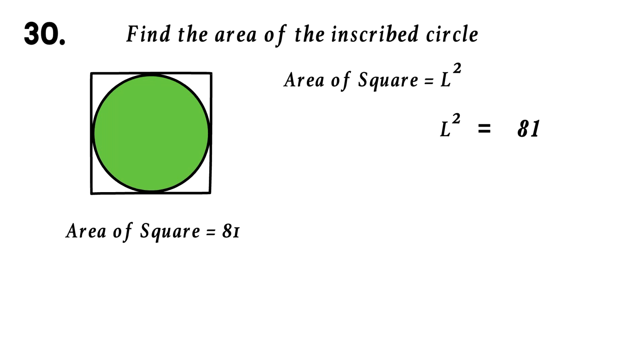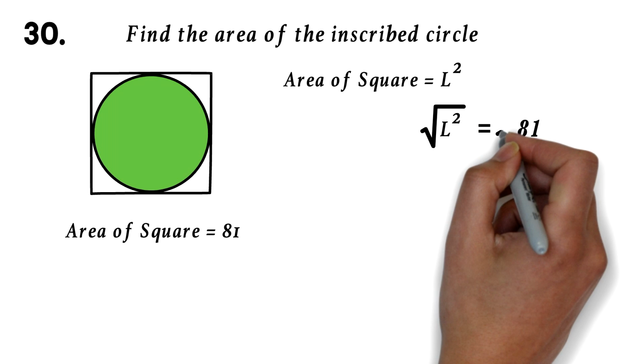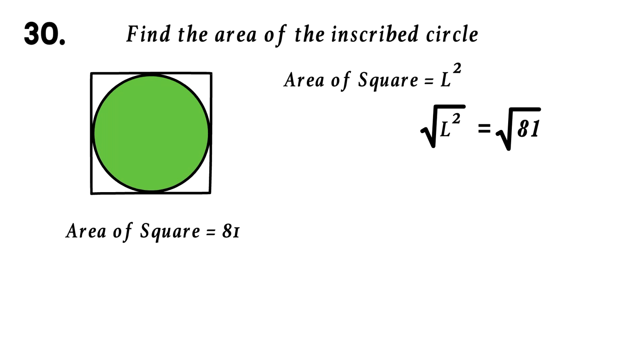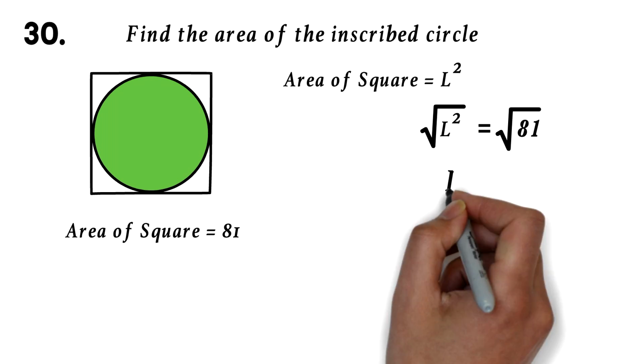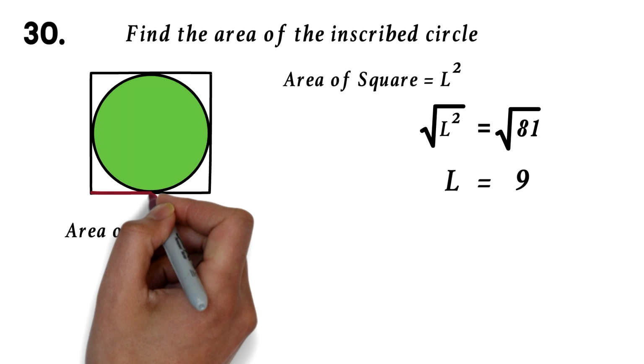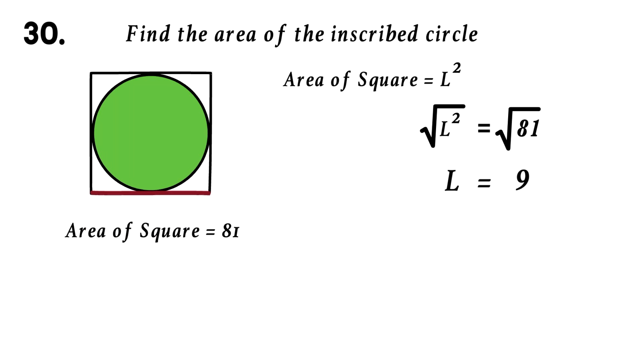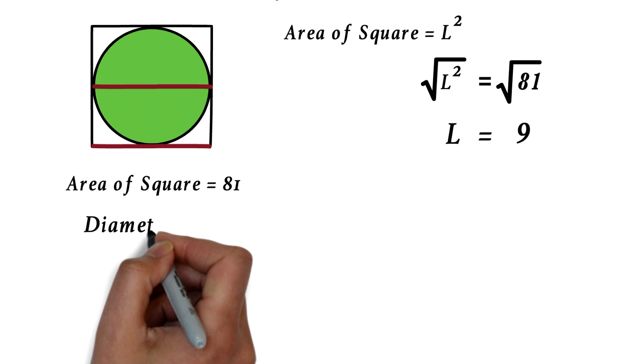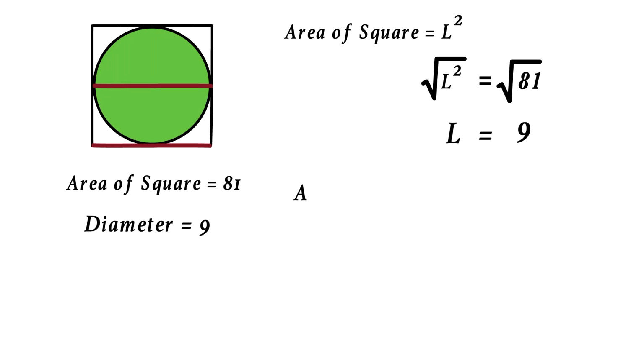To find length, we will perform the opposite operation. Since we have squared, we will find the square root of both sides. Square root of L squared is L, and square root of 81 is 9. So the length of the square is 9. You will notice that the length of the square will be the same as the diameter of the circle, so we can say that the diameter of the circle is also 9.